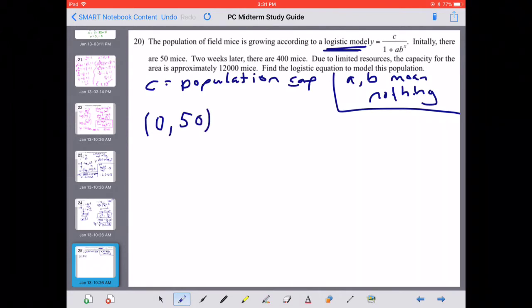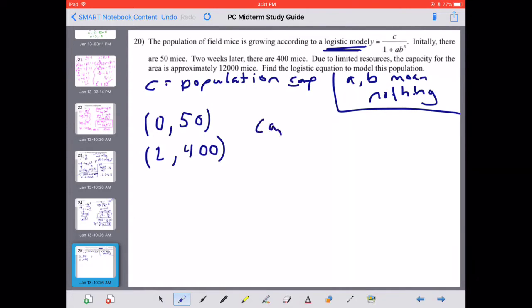2 weeks later, there are 400 mice. So here we could write 14 or 2. I like 2 just because it's an easier number to deal with. And then 400 mice. Due to limited resources, the capacity for the area is approximately 12,000 mice. So that would be our cap there of 12,000 mice. Find the equation to model this population.